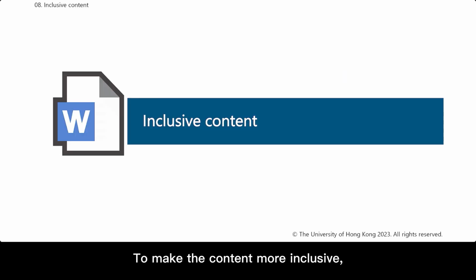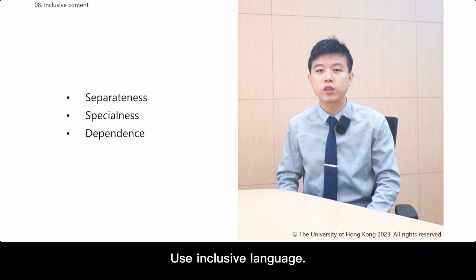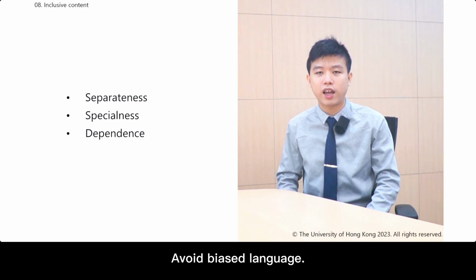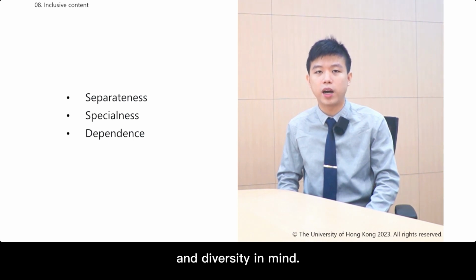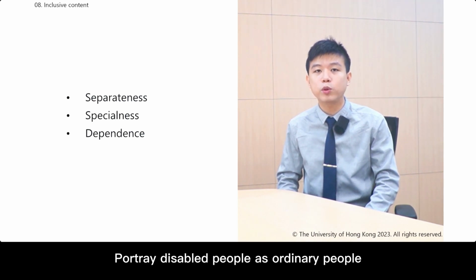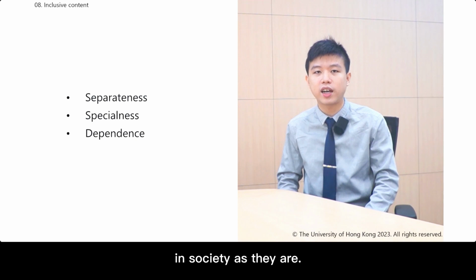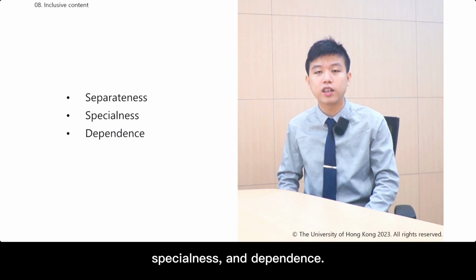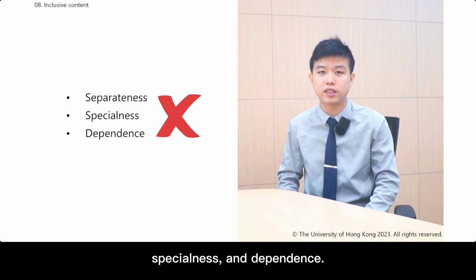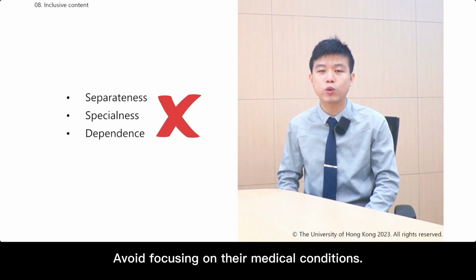To make the content more inclusive, we need to be mindful of inclusive language and disability representation. Use inclusive language, avoid biased language, and keep disability representation and diversity in mind. Portray disabled people as ordinary people in society as they are. Do not create an impression of separateness, specialness, and dependence. Avoid focusing on their medical conditions.